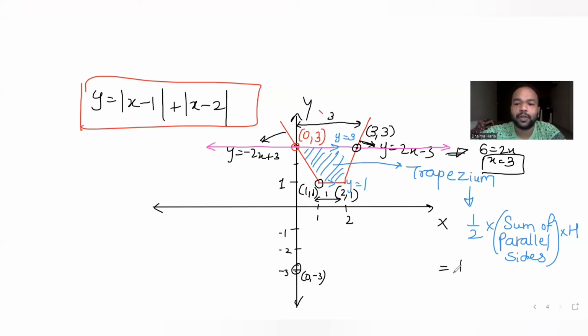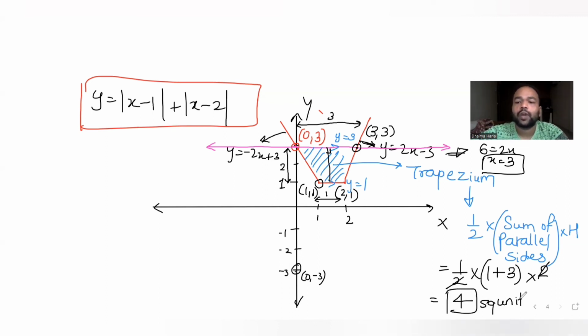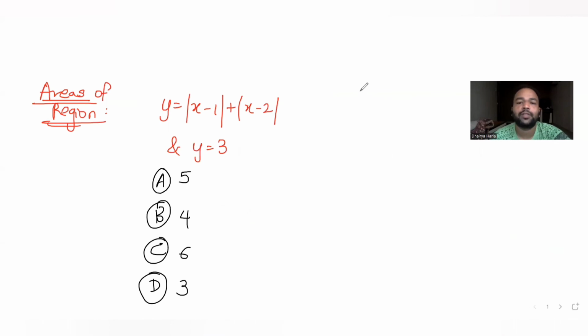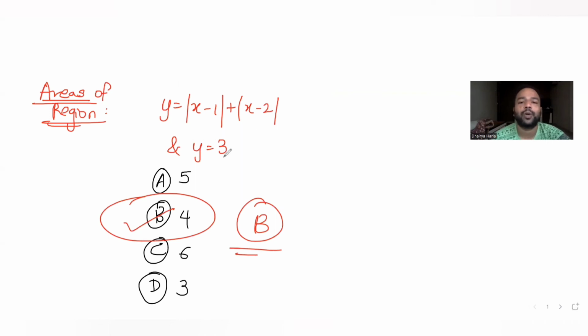So area of trapezium becomes half into sum of parallel sides, which is 1 plus 3. And the height is nothing but the perpendicular distance between the two parallel sides. And the perpendicular distance is, y coordinate here is 3 and here it is 1. So 3 minus 1, that is 2. So height becomes 2. This gets cancelled. You get 1 plus 3, which is 4 square units. So you get area of the region bounded between the two curves as 4 square units. And if you see the option that matches here with the question, it is option B. So B is the correct answer for the question given to us.